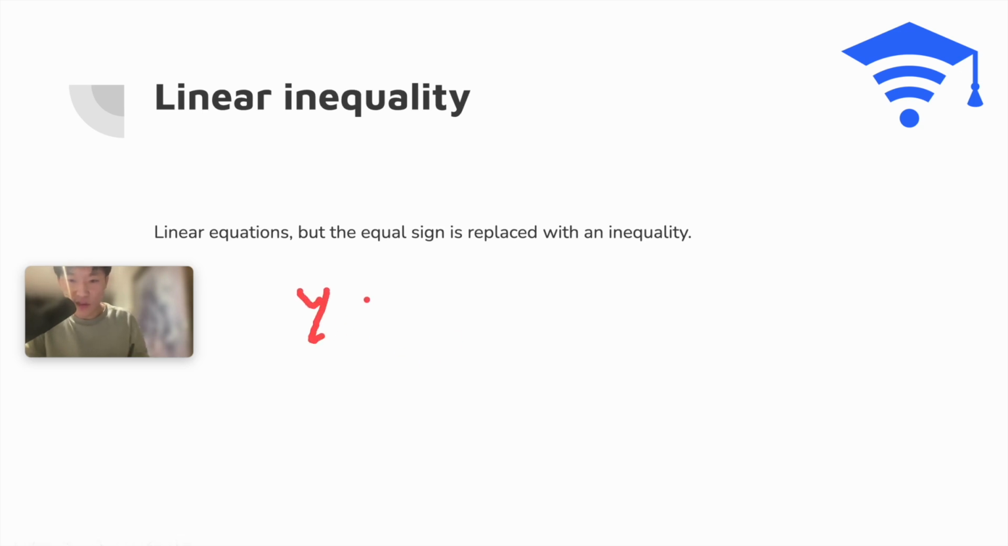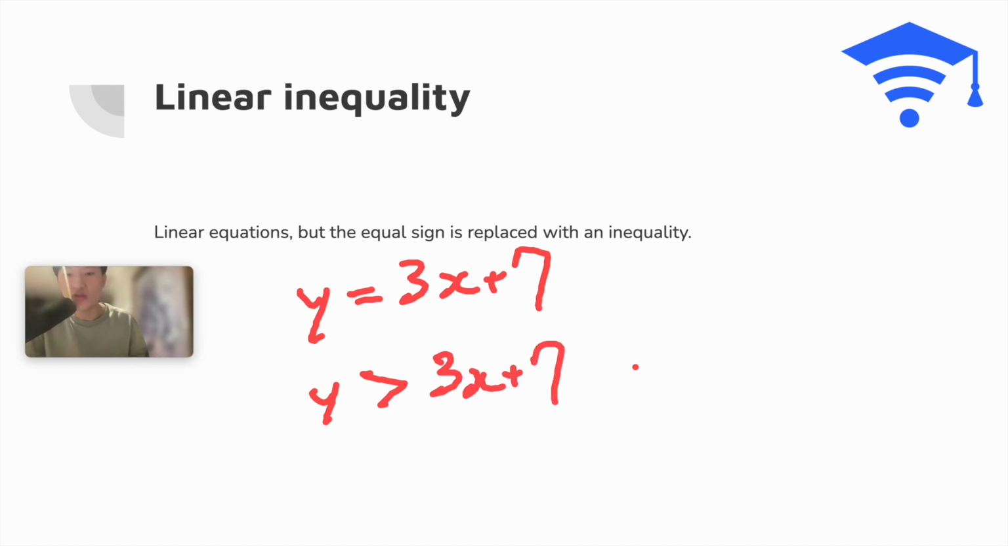So we were working with something like y equals 3x plus 7, running with the same example. An inequality would just mean we're replacing this equal sign with something like this. Do note that we can also pair the equality with the inequality, and we will still call this a linear inequality.